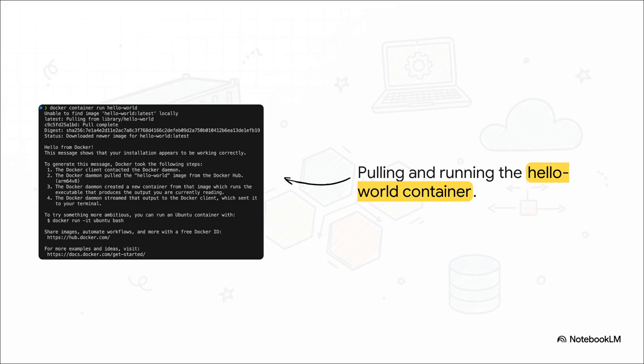By opening up your terminal and typing docker container run hello world, you trigger the system. And what you're seeing right here is the visual proof that the Docker daemon successfully reached out to Docker Hub, pulled down the Hello World image because it couldn't find it locally, created a container, and executed it just to give us that hello from Docker message.